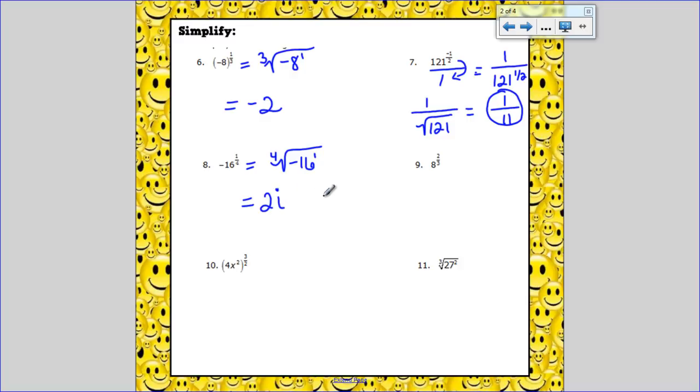It becomes imaginary because it is an even root. The odd root was cool because that's possible. With an even root, it is not possible, so the negative number gives you an imaginary value.